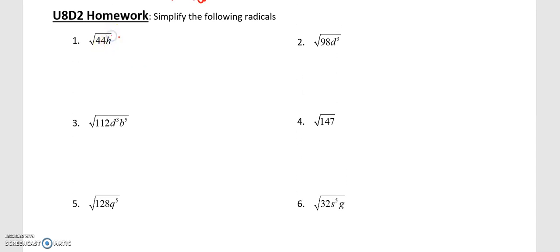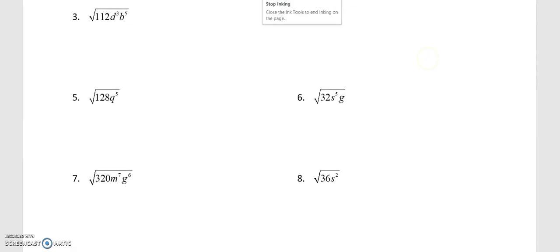If it has a power of 1, well, then it just stays inside. If it's an odd power, you're going to have something remaining inside. And then if it's an even power, here's some even powers. Those even powers come out completely. I don't know why I highlighted that one; that one's not even. But just keep that in mind. Even powers come out completely. Odd powers, something has to stay inside.